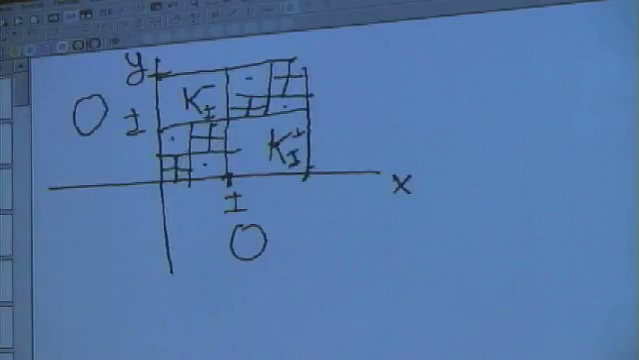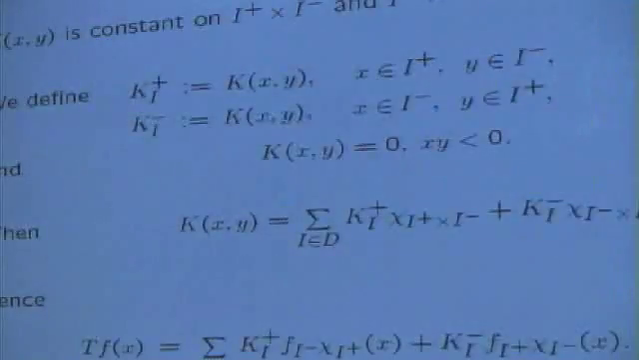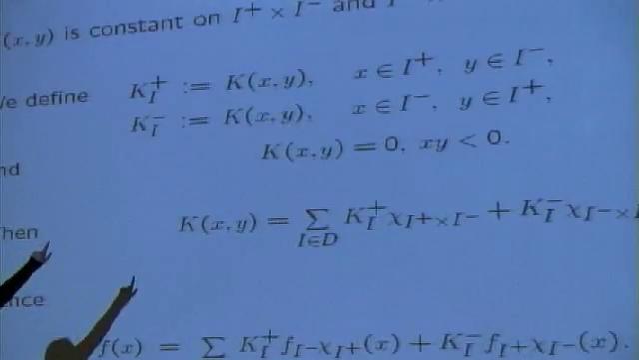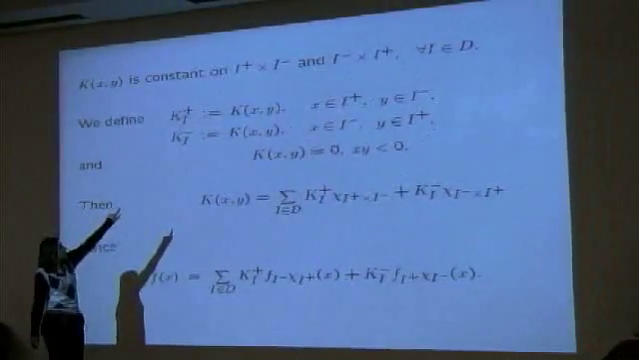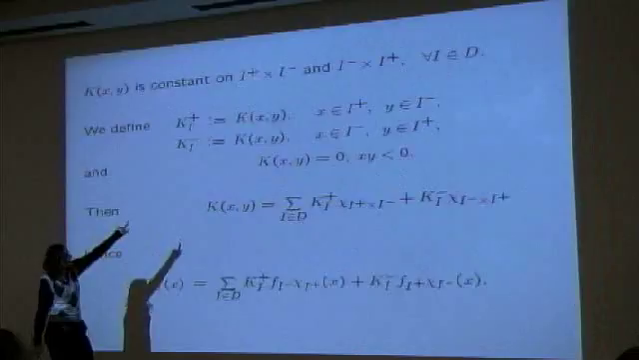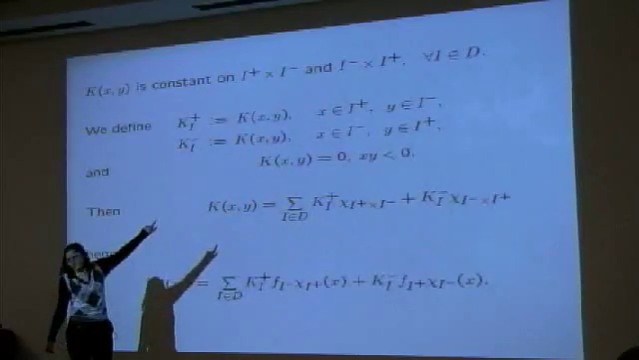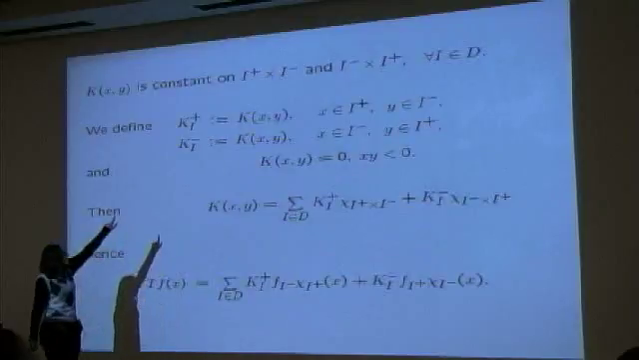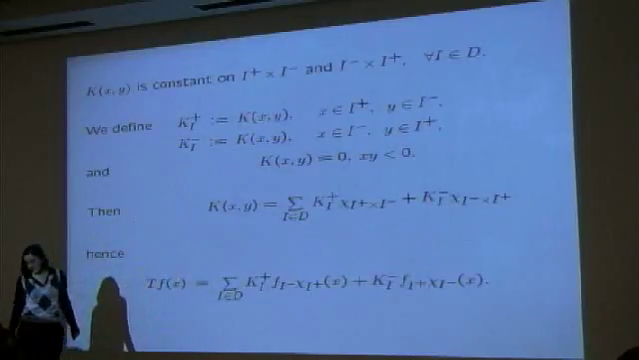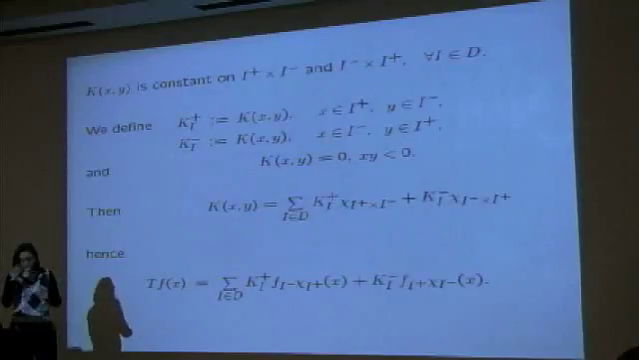So K has to be constant on the I plus cross I minus because they do not intersect. The plus stands for the right child, the minus stands for the left child of the interval I. Right? And then K_I plus is defined to be the value of the kernel K whenever X belongs to I plus and Y to I minus, and K_I minus whenever X belongs to the I minus and Y then belongs to the I plus.